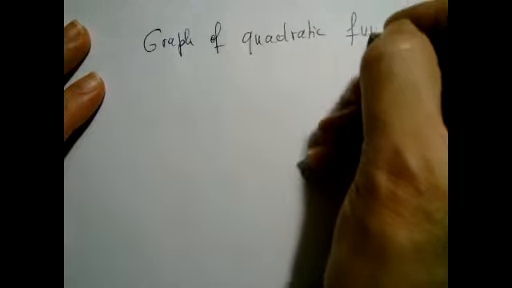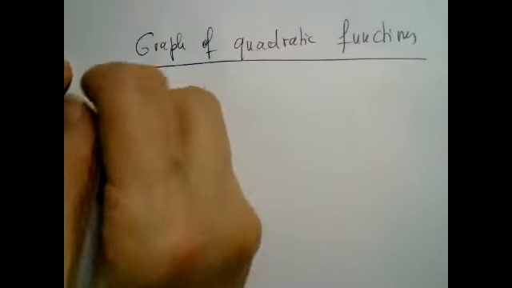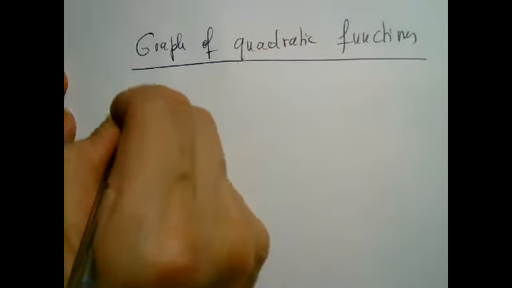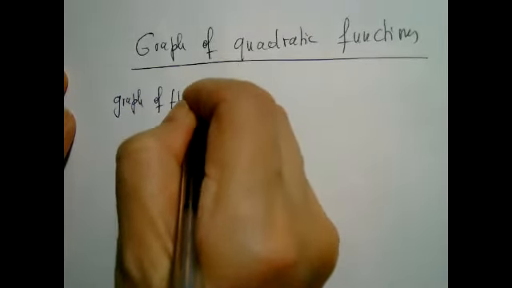Quadratic functions. First, I will do the graph of the two basic ones, and then I will give you the graph of the general one, how in general they look like. So the basic one, graph of f of x equal x squared.